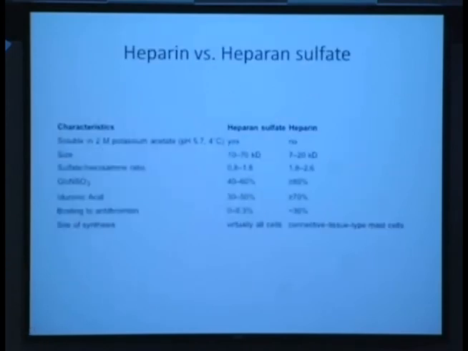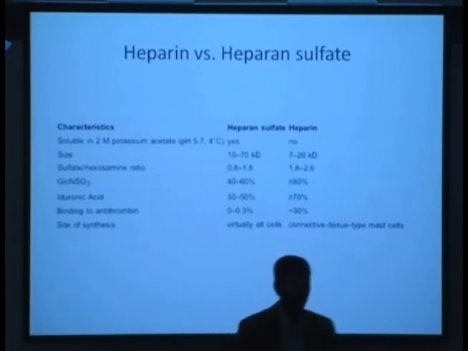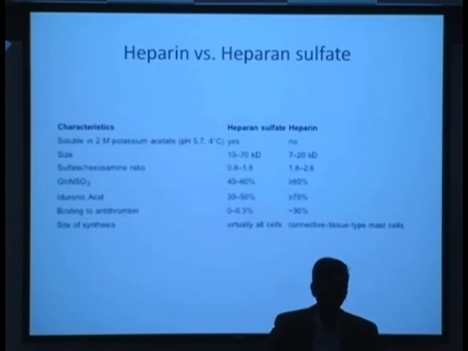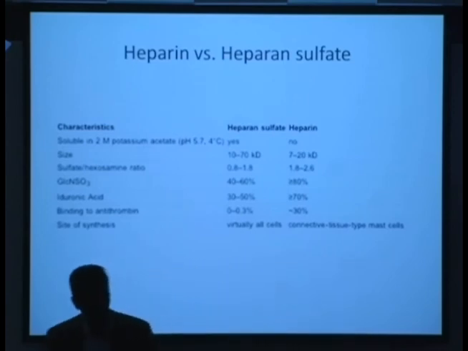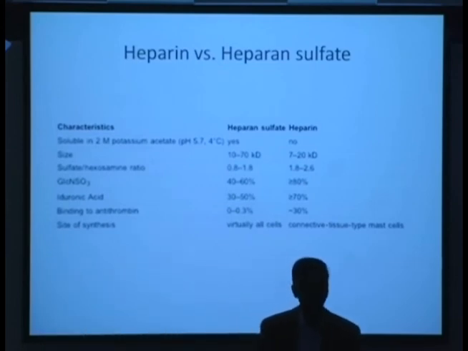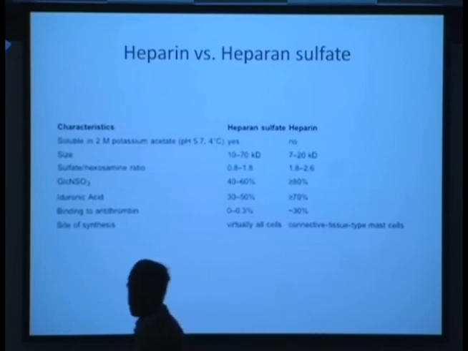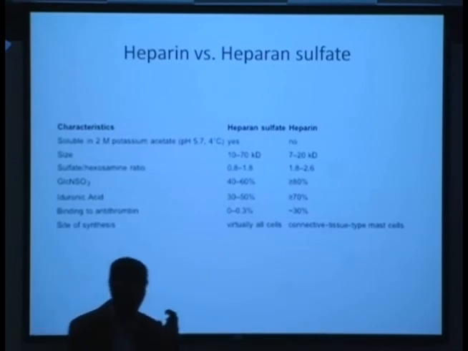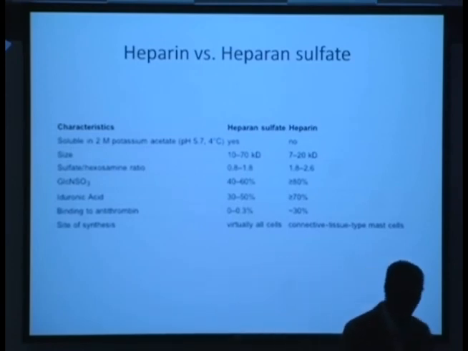So what is this? You all know about heparin and heparan sulfate, and outside they always get confused. What is the difference between heparin and heparan sulfate? Heparan sulfate is expressed by all cell types, in the extracellular matrix and also on the cell surface, whereas heparin is produced only by mast cells in the connective tissue, and it is produced and stored inside the mast cell. It is not secreted.